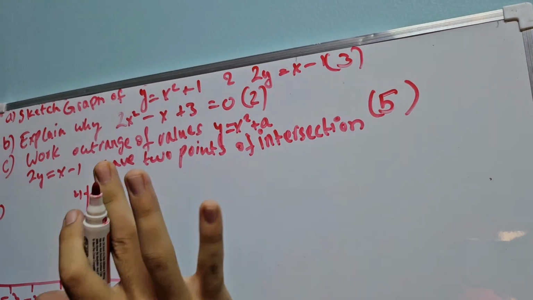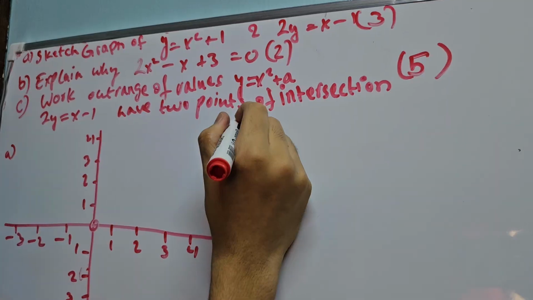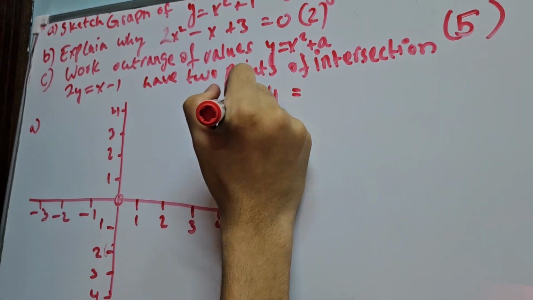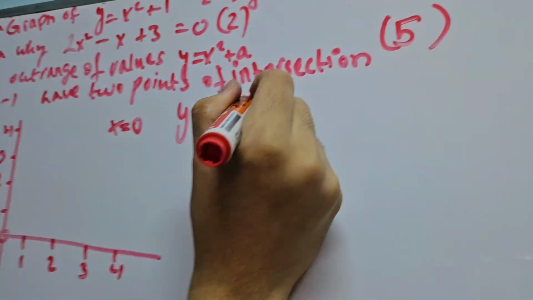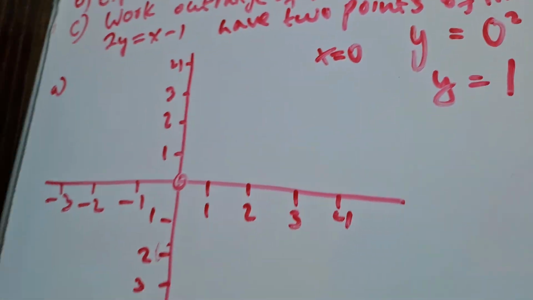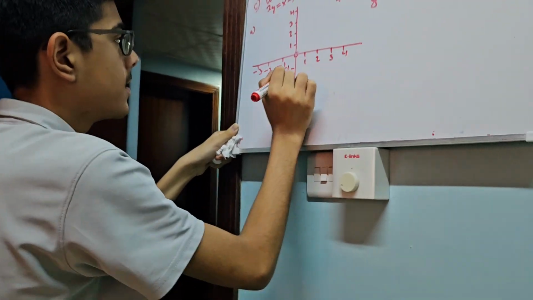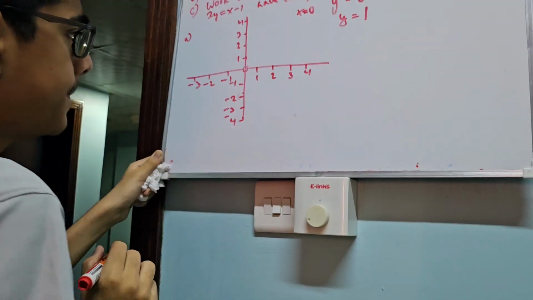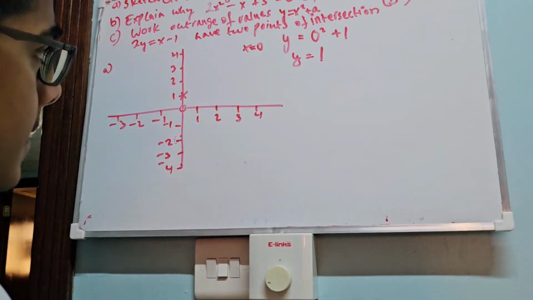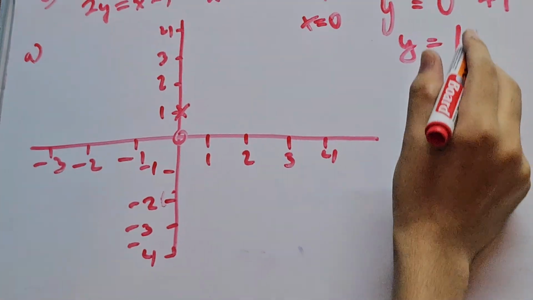So first of all we need to find the y-intercept, okay? The y-intercept is when x is equal to 0, so 0 squared plus 1, so y is going to be 1. Where the y is 1 is over here, okay? So our mark remains here. But we don't know the x-intercepts, okay?